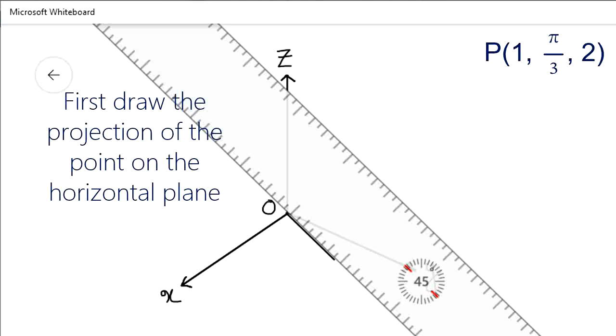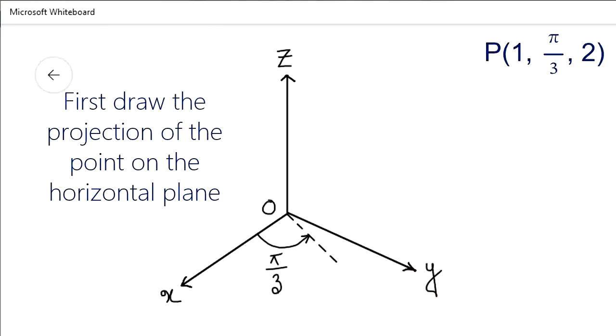That will be much convenient to understand. So we have to draw this 1 unit line in such a way so that it makes an angle phi with the x-axis. So it will make the angle pi by 3 with the x-axis. Alright, so this is our 1 unit line, and it has made a 60-degree angle, or pi by 3 angle, with the x-axis.